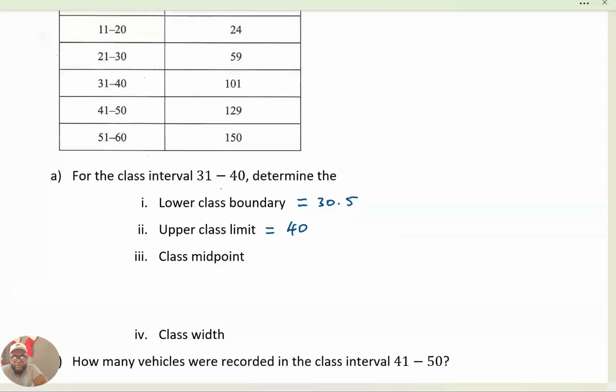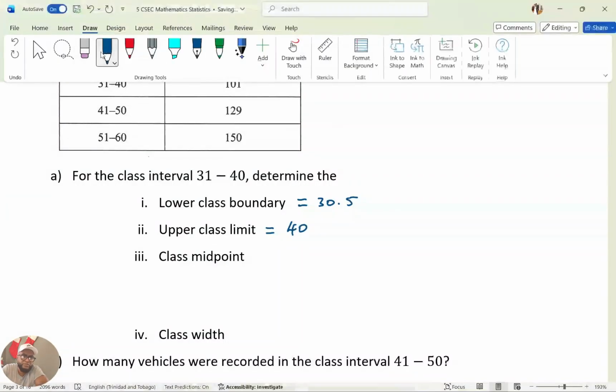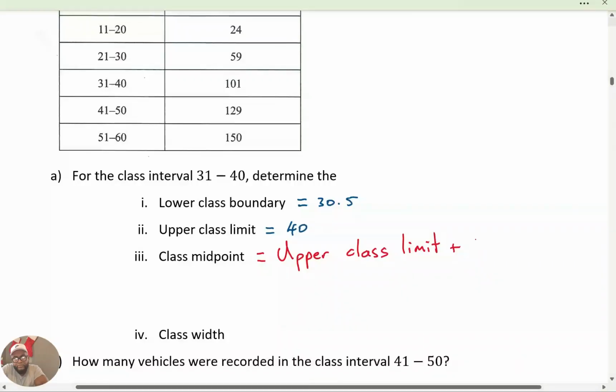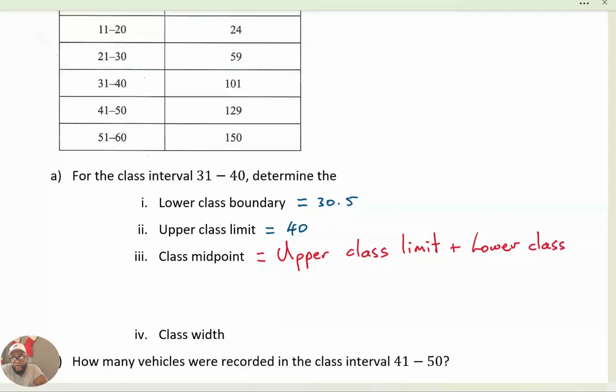Then class midpoint. Your class midpoint. Somebody give me the formula now. I want to remember these formulas, so let me write it. Upper class limit plus lower class limit divided by 2. Remember it's plus. Lower class limit, all over 2.